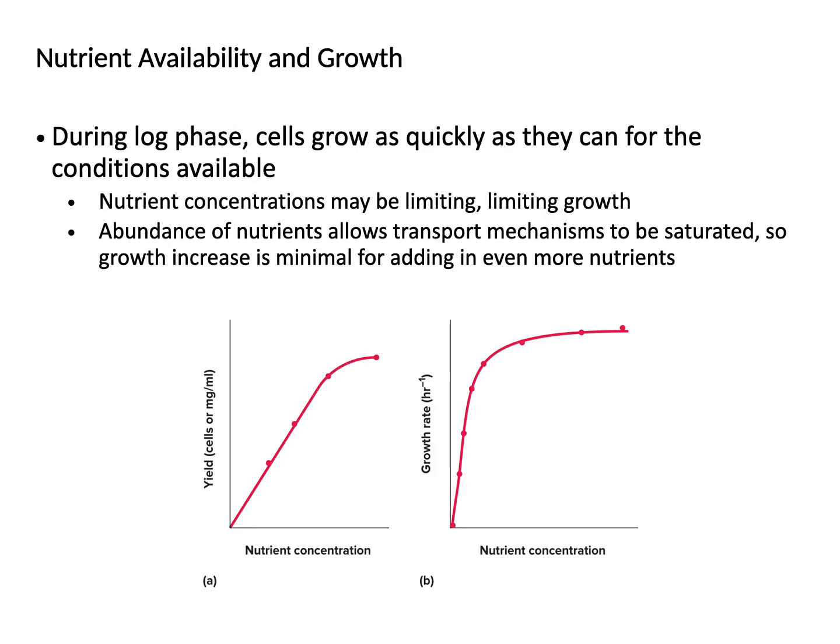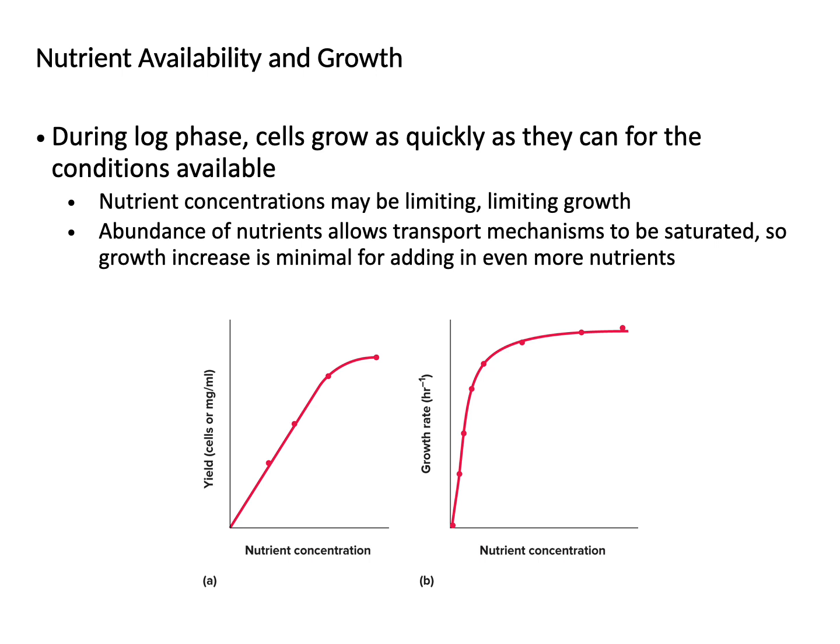So again, keep in mind during that exponential phase that the cells are growing as quickly as they can for those conditions. So if we were to change the conditions, if we were to change the nutrients available, that would alter that exponential growth phase and how quickly we would actually reach that stationary phase.